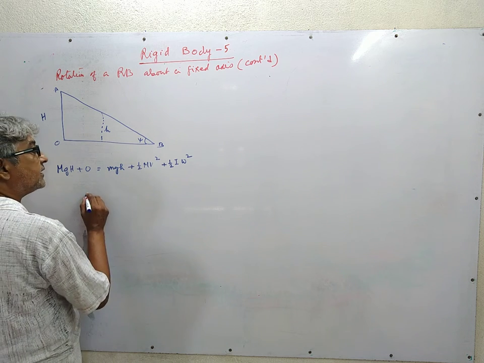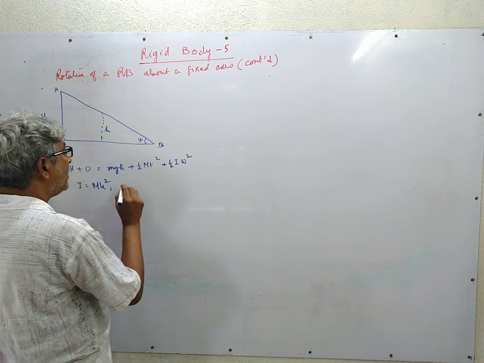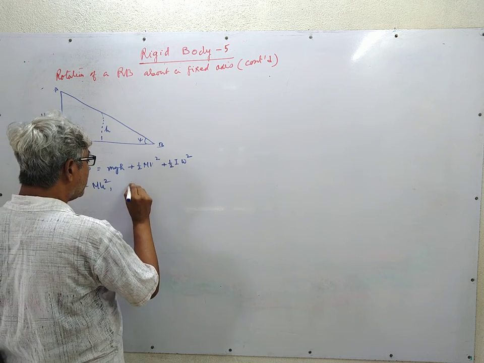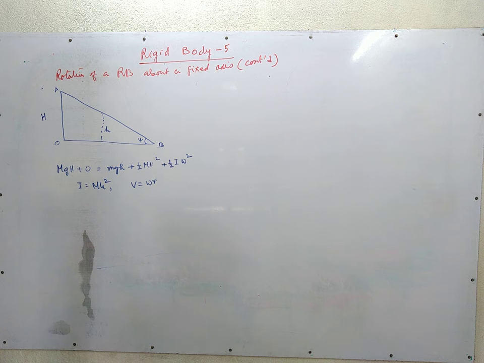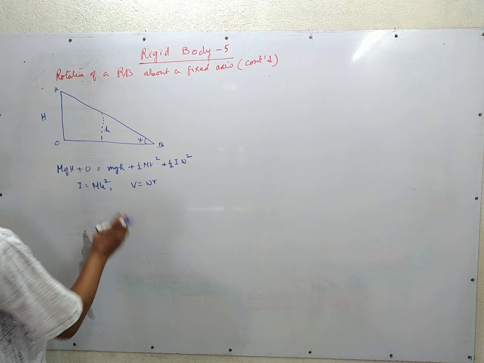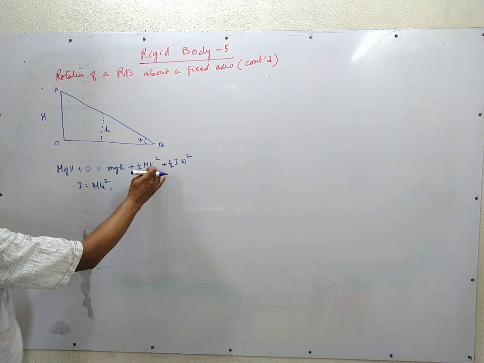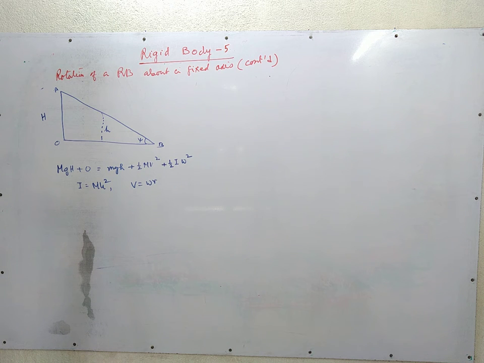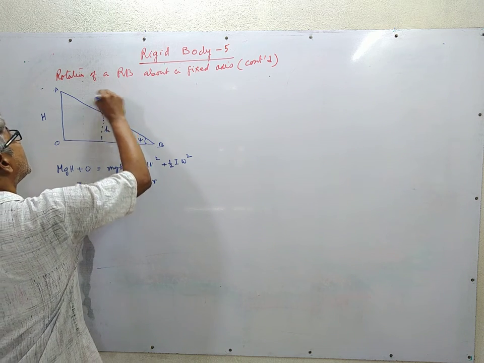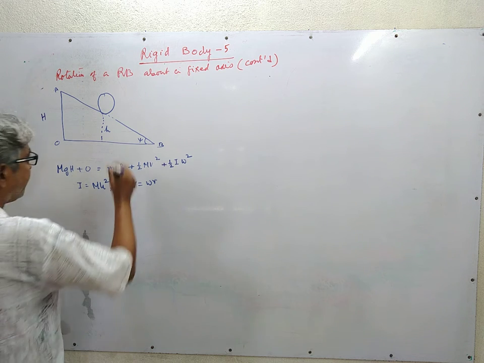We know the relation that I is equal to mk square, where k is the radius of gyration. We know the relation between v and omega: v is equal to omega r, where r is the radius of the cylinder. And if we put this expression in here, we can find the expression for linear velocity or angular velocity. Here we have solved this problem from energy consideration. The same problem can also be solved from force consideration.